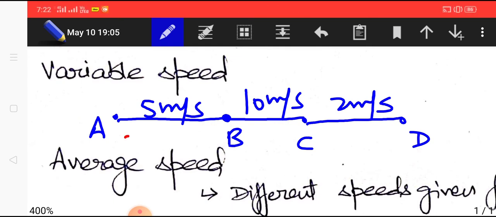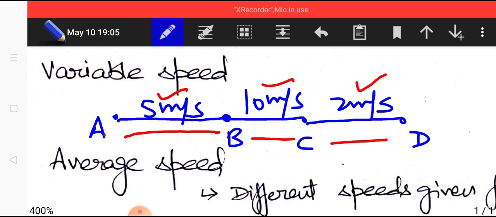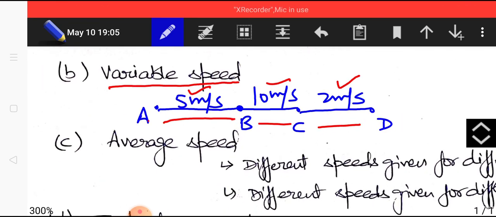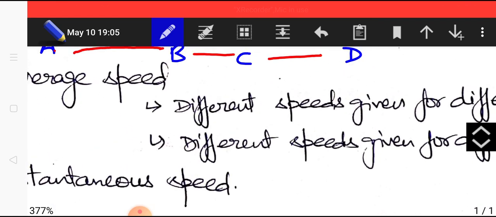In the distance covered from A to B, the speed was different, 5 meter per second. B to C, it was 10 meter per second. C to D, it was 2 meter per second. So as the speed is changing, that is known as variable speed. If the speed is uniform, it means it is constant. If it is changing, it means variable.